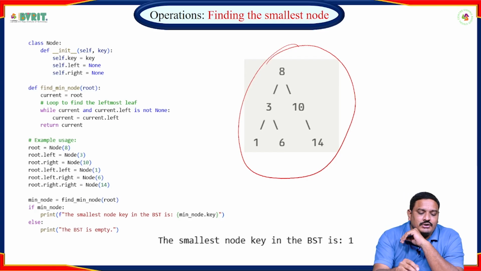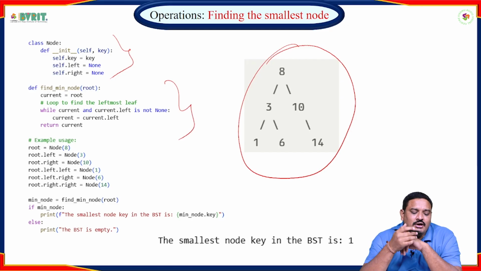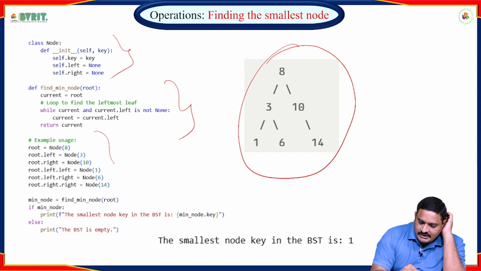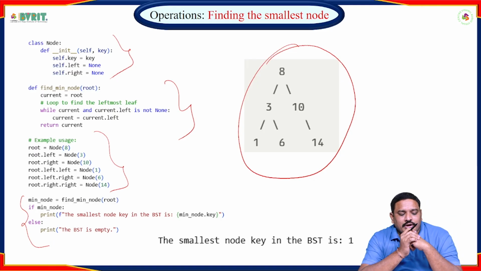How to create the tree node like this? The node is created using some class. We are finding the minimum node in that by using a function. That function is find minimum node. After creating the tree, we find out the minimum node.